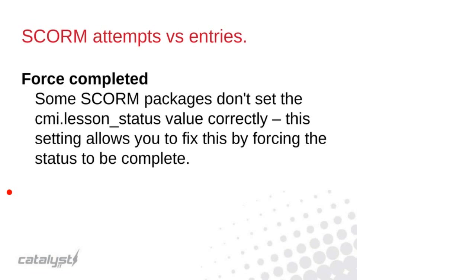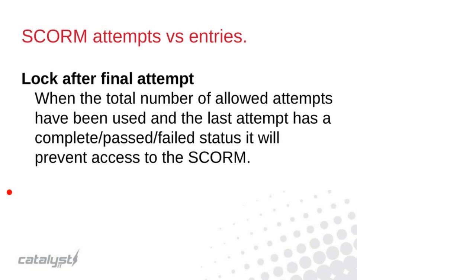Course completed is another option there. Some SCORM packages don't set that parameter lesson status correctly. So what this setting does is it allows you to force the lesson status to be complete during a user's interaction with the SCORM package. This only works reliably if your SCORM package doesn't set this value. If your SCORM package does set this value, then it can conflict sometimes and you can't guarantee what's going to happen. It depends a lot on how your package is authored.